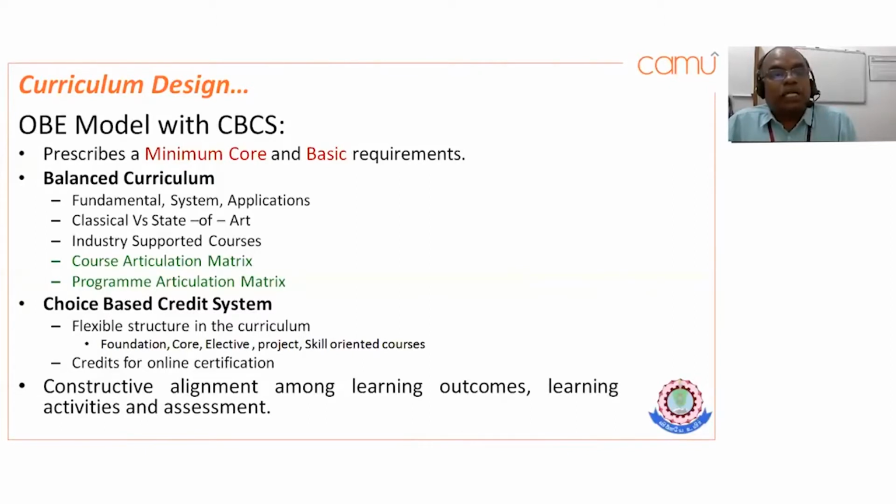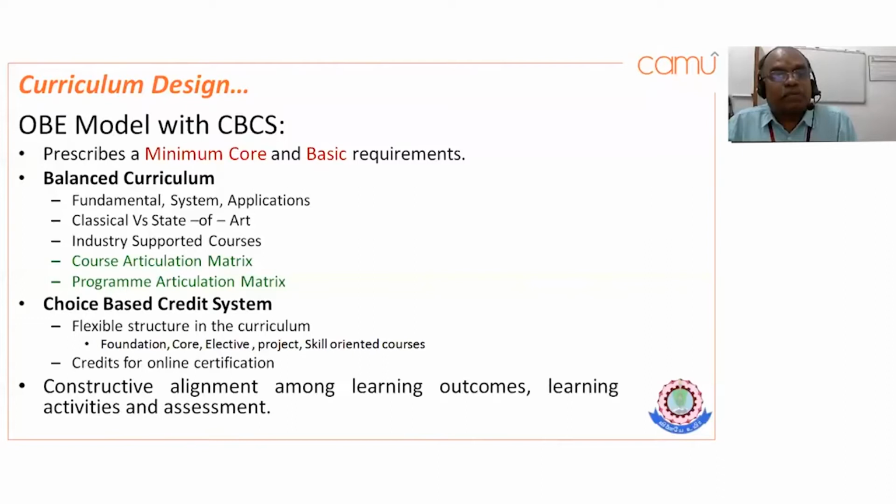The balanced curriculum involves fundamentals, system and applications. Some courses should address the fundamental part, the system level and the application part. There should be classical versus state of the art, which is the second thing we look at here. And how many courses are industry supported, that is, proposed by the industry. So to meet the state-of-the-art technologies in a particular domain, we would like to frame a course articulation matrix and a program articulation matrix.